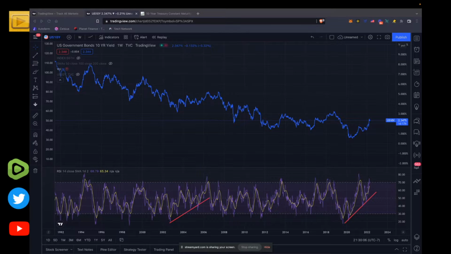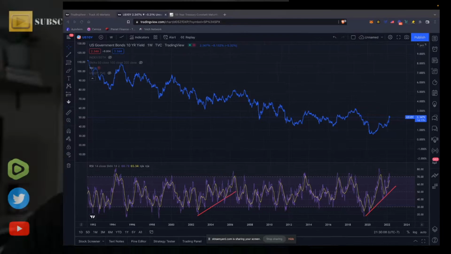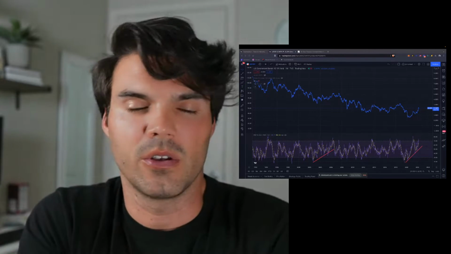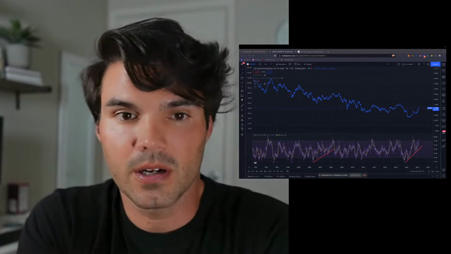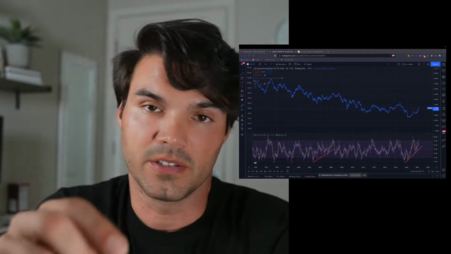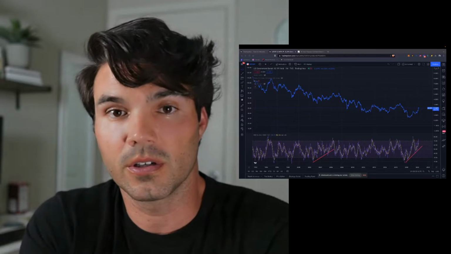You started hearing a little bit on the news, if you were paying attention, that the 5-year and the 10-year were inverting, or you might hear about the 10-year and the 30-year. But one of the indicators the Fed is looking for is the 2-year and the 10-year yield curve inverting.